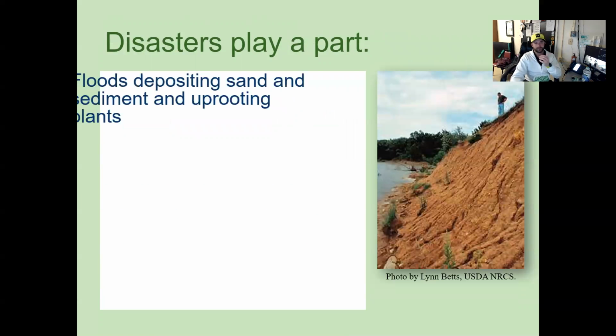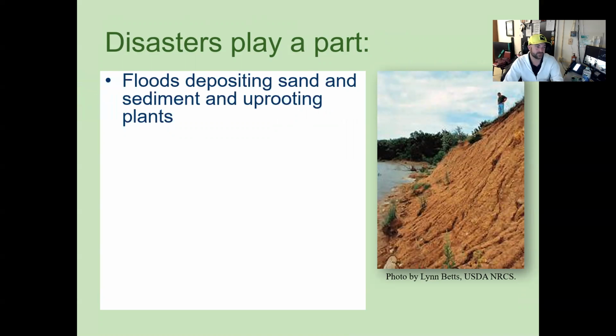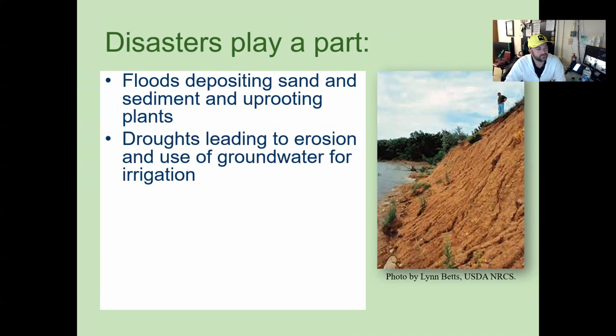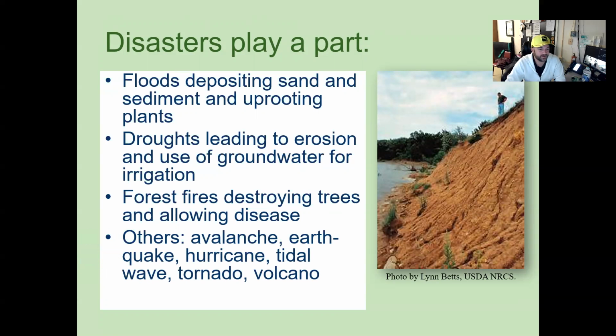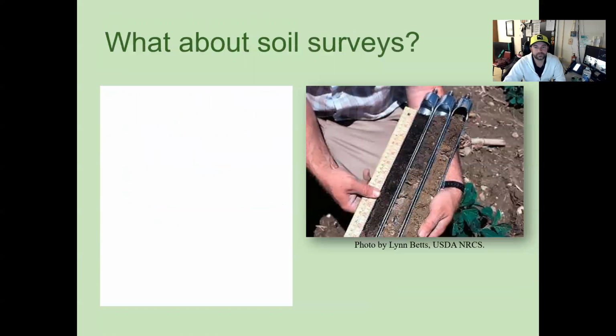So disasters are going to play a part here. Floods deposit sand and sediment and uproot plants. Droughts lead to erosion and use of groundwater for irrigation. Forest fires destroy trees and allow disease. And there are other things such as avalanches, earthquakes, hurricanes, tidal waves, tornadoes, and volcanoes. As you see in the picture on the right, it looks like at some point there was probably a flood going through here, or maybe even a small earthquake, but the hillside here is eroding.